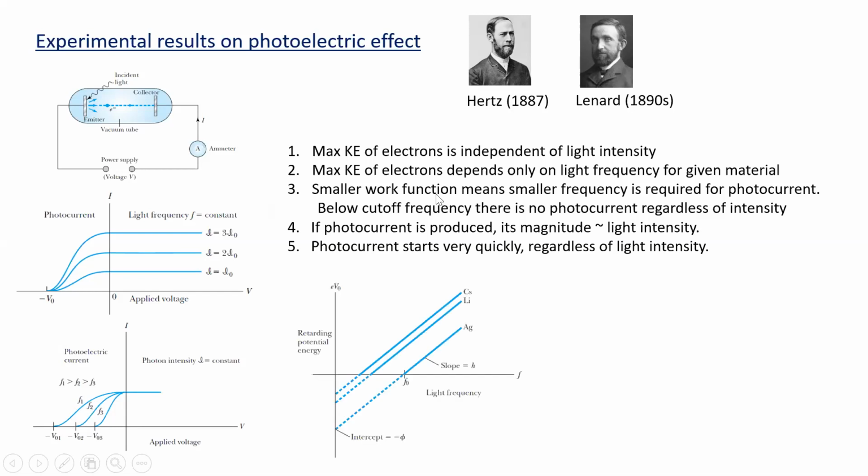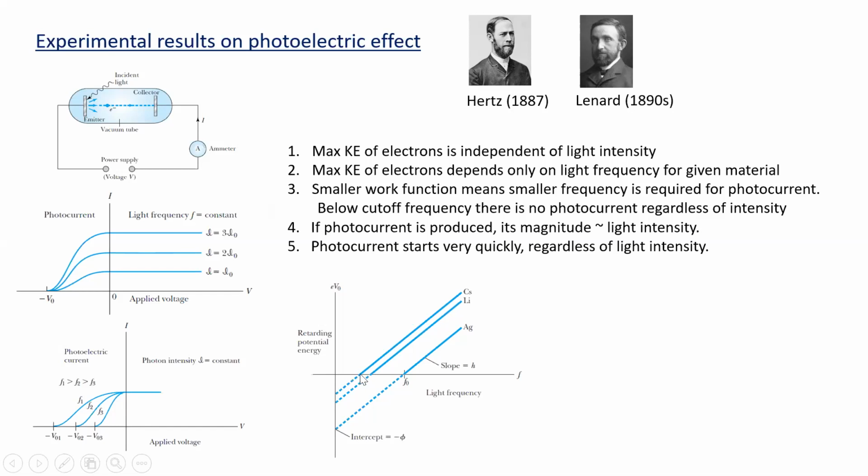So a smaller work function means a smaller frequency is required for the photocurrent. And we can see that here. So here we have 3 metals, silver, lithium, and cesium. It turns out that if we plot the back voltage versus the frequency of light applied, the y-intercept, as an equation later will support, is related to the work function. So a smaller work function, like cesium, means that we need a smaller frequency for a photocurrent to start.